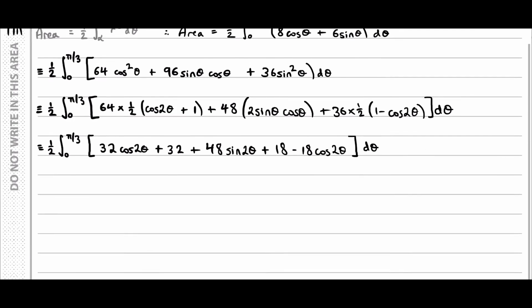So if we simplify all this, we have a half times the integral from 0 to pi over 3. 32 cos 2 theta minus 18 cos 2 theta, that's 14 cos 2 theta. And then we have 48 sine 2 theta. 32 plus 18, that's 50.